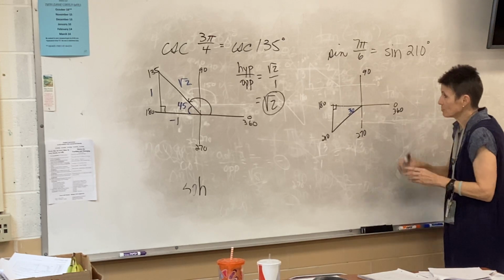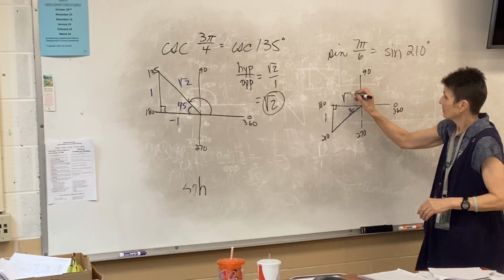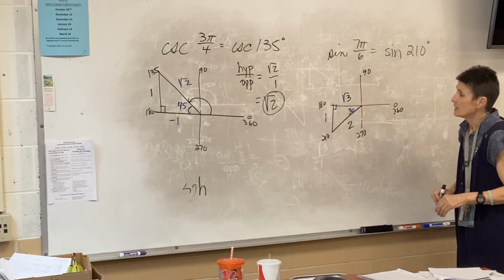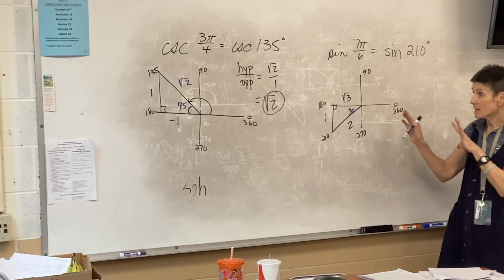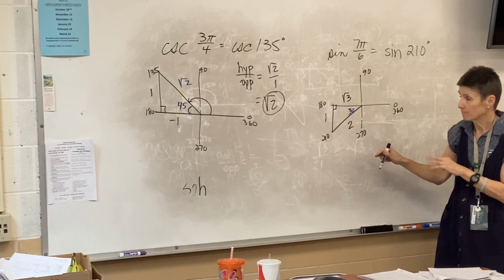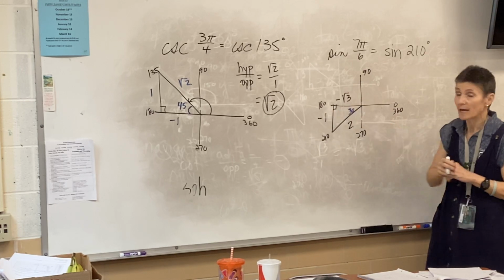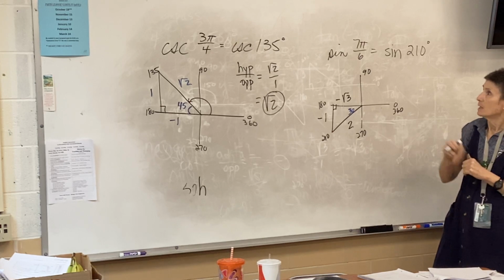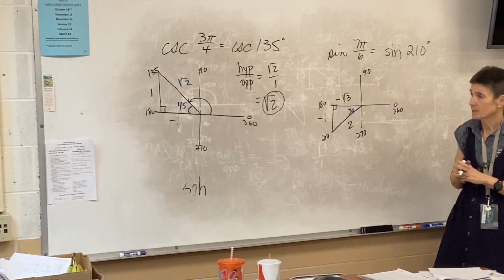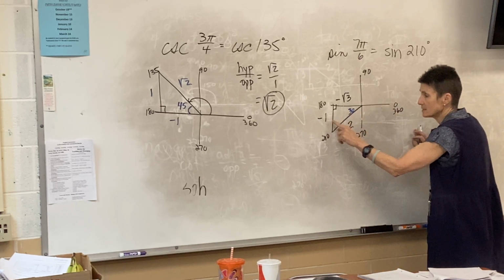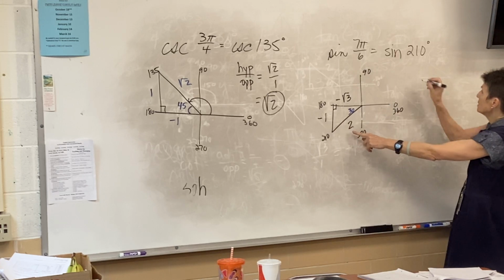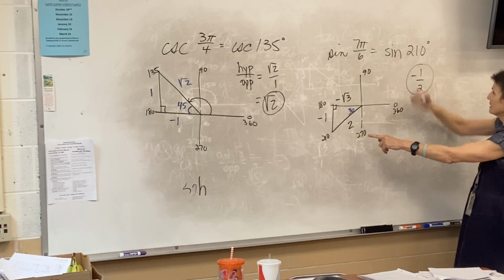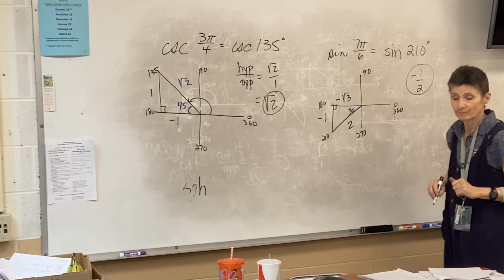Well, across from the 30 is 1, root 3, 2. Because I am in quadrant 3, these are both negative. I want the sine. Sine is opposite over hypotenuse. So the answer is negative 1/2.